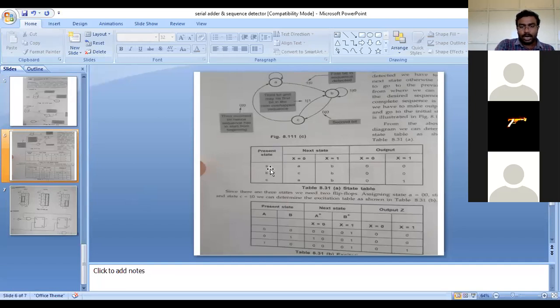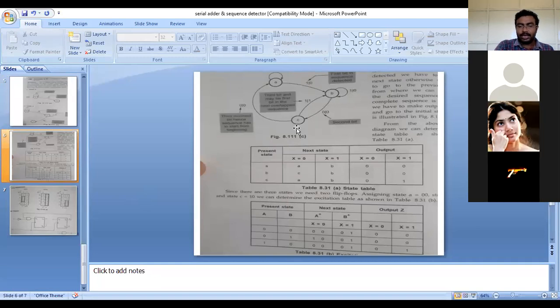Now you can see the present states that are available in this state diagram, what the next states are, and what outputs you are generating. Look here, students, what are the states available in this state diagram? A, B, and C. These are the three present states I have. Then what are the next states I can get with the help of inputs?